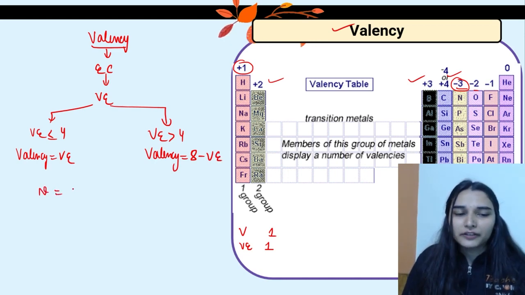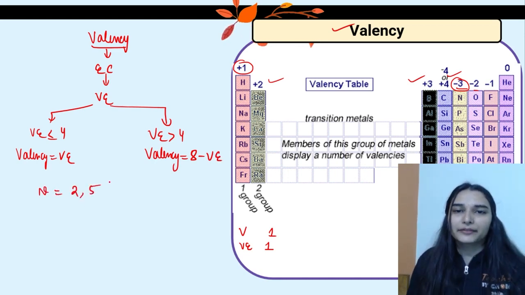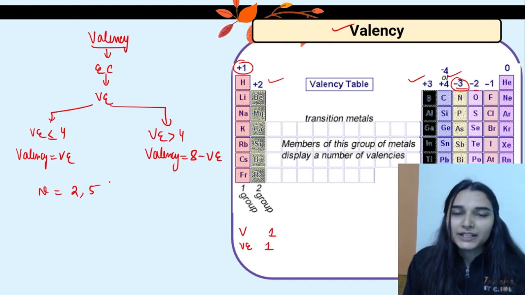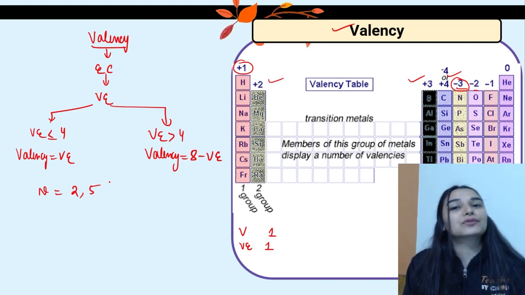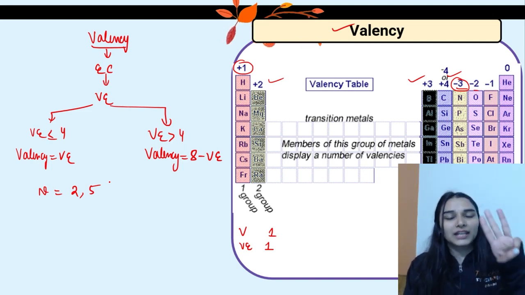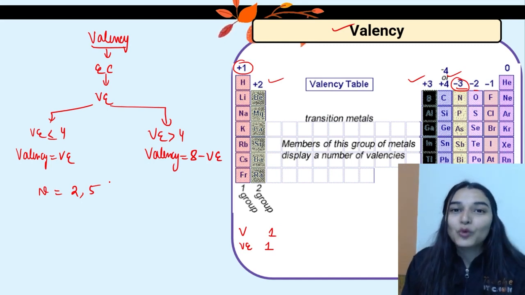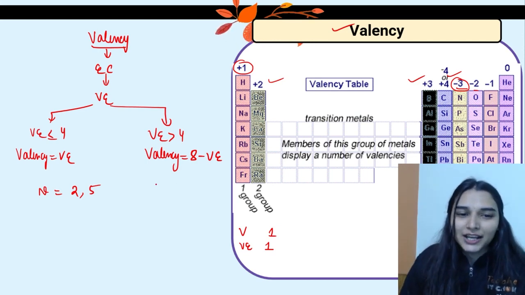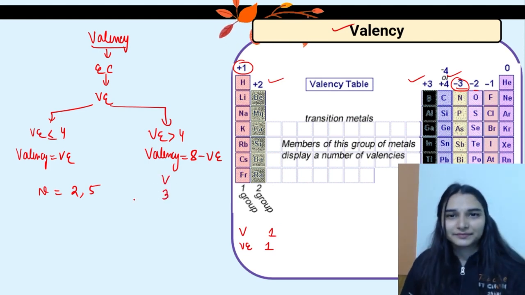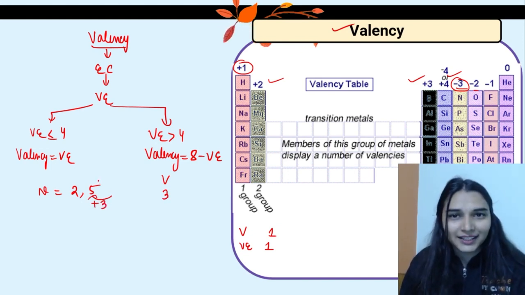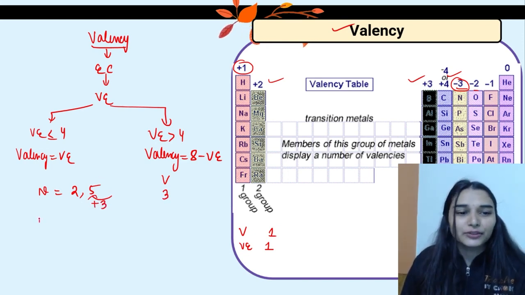Write the configuration of nitrogen. 2, 5. Nitrogen is having 5 valence electrons. That means if nitrogen wants a nearest noble gas configuration for the stability, nitrogen को क्या चाहिए? Just 3 more electrons. 5 तो है उसके पास. It requires 3 more electrons to complete an octet. So उसका valency 3 है. Because on gaining 3 electrons, it will get an octet. है ना? Okay. Now you see sodium.